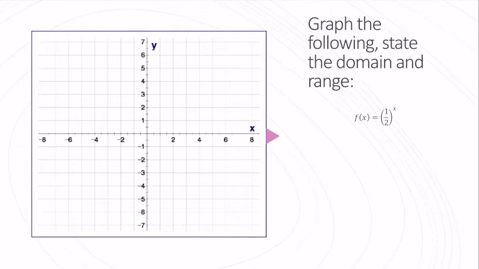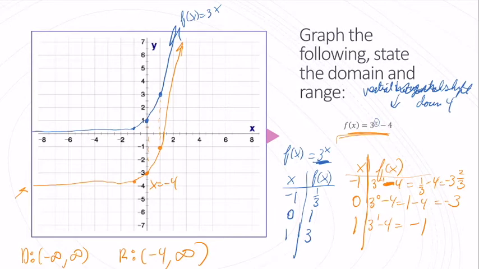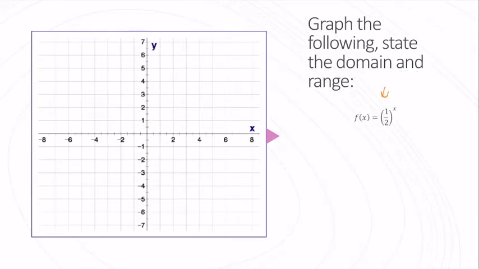Let's do another example and see why this is a decreasing function. Here we had an increasing function, right? As I go from left to right, my function takes on greater and greater values. Let's take a look at why this is a decreasing function. This function is not shifted vertically or horizontally.